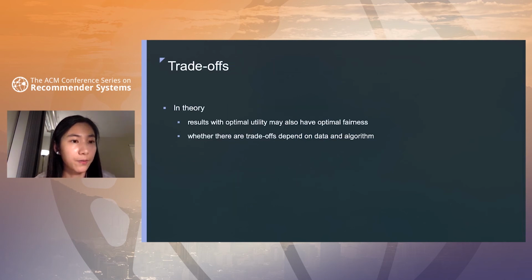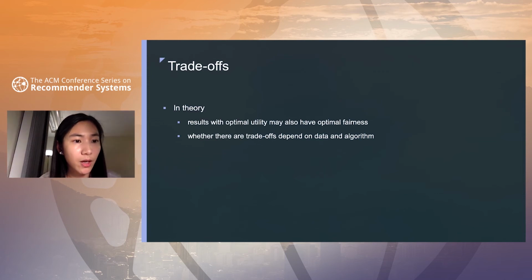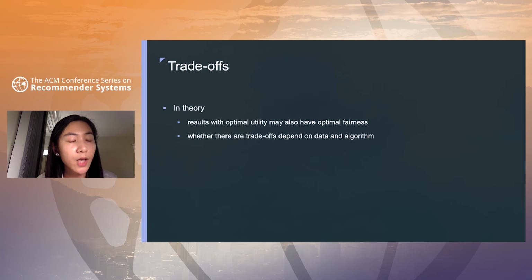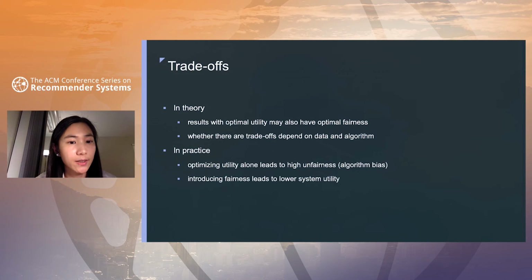Okay. More on the trade-off. In theory, results with optimal utility may also have optimal fairness. And of course, there may also exist the trade-offs. But whether there are trade-offs or what the trade-offs are depend on the data and the algorithm. In practice, it has been shown that optimizing utility alone leads to high unfairness, which is the typical algorithmic bias we're talking about.